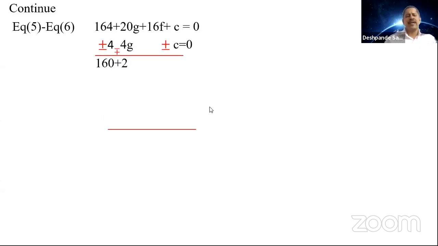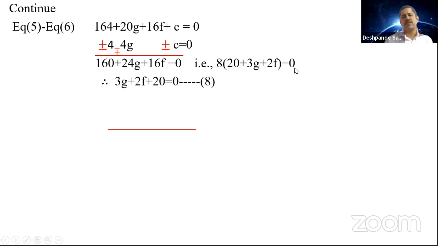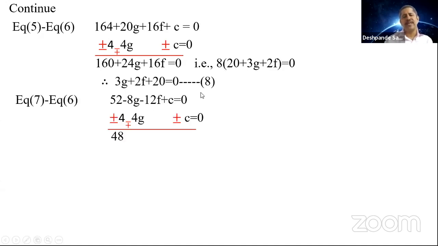So we have taken equation 5 minus equation 6. What you got is 160 plus 24g plus 16f is equal to 0. In every term there is 8 common. So 20 plus 3g plus 2f is equal to 0. So we got 3g plus 2f plus 20 is equal to 0, with the constant put last. Then you take equation 7 minus equation 6.